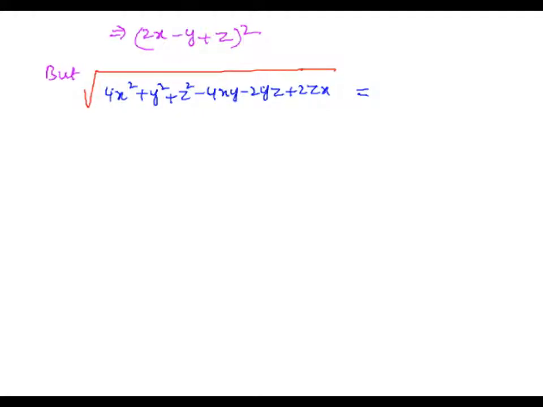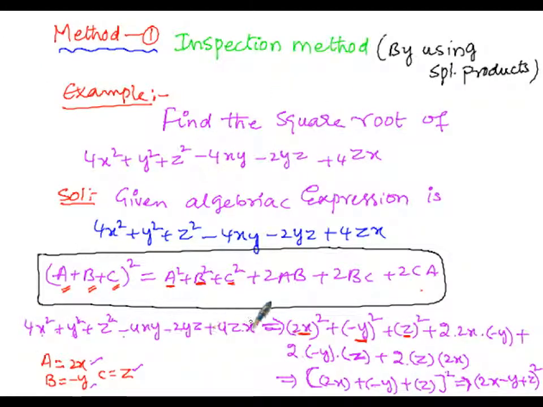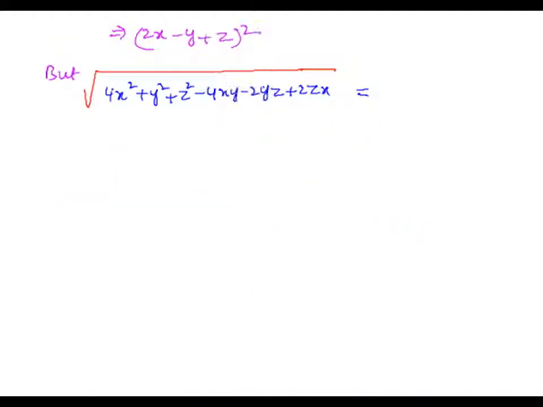So here the root of the left side, we have to write the square root on the other side also, the root of the right side, which is nothing but 2x minus y plus z whole square. So here we got for this expression 2x minus y plus z whole square. To find the square root, we have to find the square root of the perfect square. So the square and the root get cancelled, and we will get 2x minus y plus z as the square root.